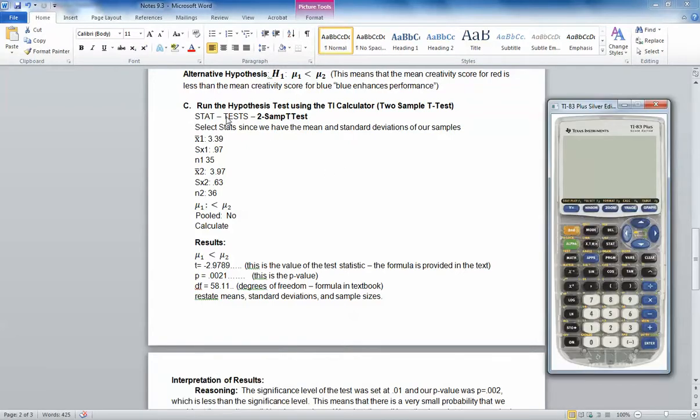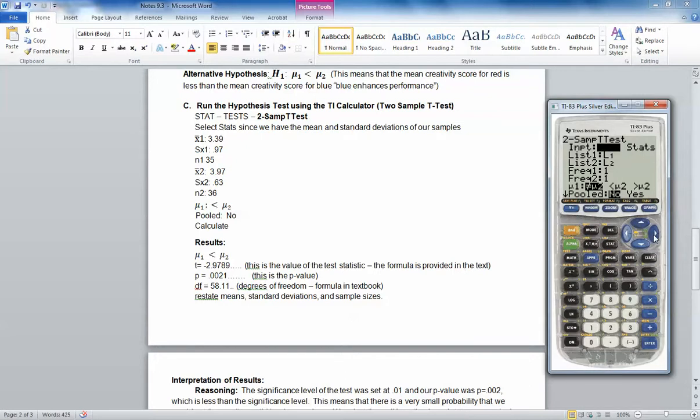This hypothesis test is called a 2-sample t-test. So we hit our stat, go over to tests. 2-sample t-test on this calculator is option number 4. We don't have data, but if we did, we would put our actual data in list 1 and list 2, and then it would take care of the rest of the test here.